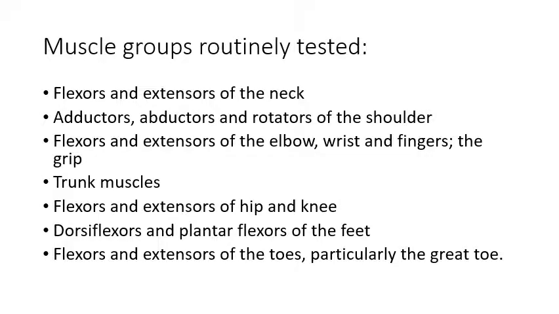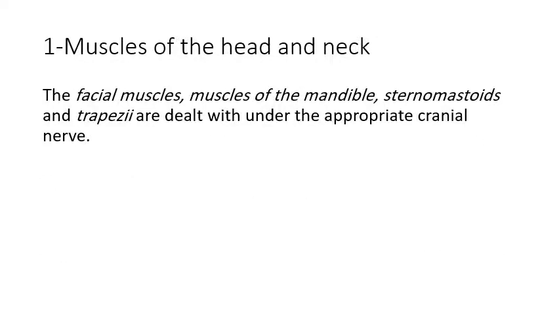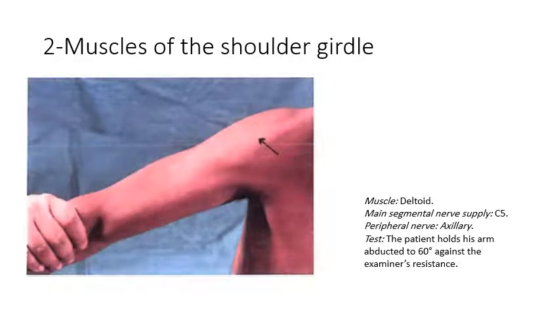The muscle groups which are routinely tested are as follows: flexors and extensors of the neck, adductors, abductors, and rotators of the shoulder, flexors and extensors of the elbow, wrist, and fingers, trunk muscles, flexors and extensors of the hip and knee, dorsiflexors and plantar flexors of the feet, flexors and extensors of the toes, particularly the great toe. As regards muscles of the head and neck, they are discussed in the cranial nerve examination section because they are supplied by cranial nerves. We start by muscles of the shoulder girdle.